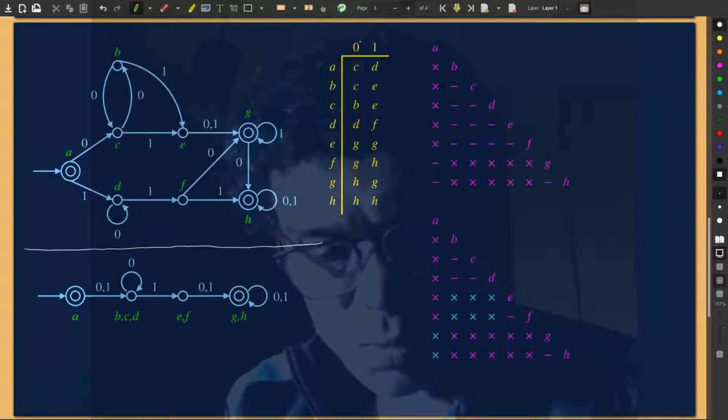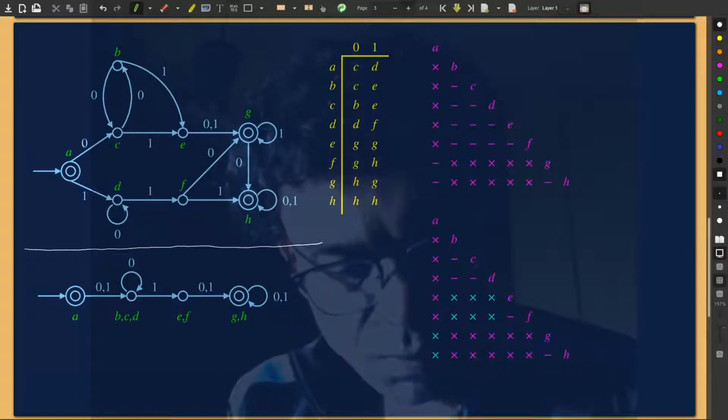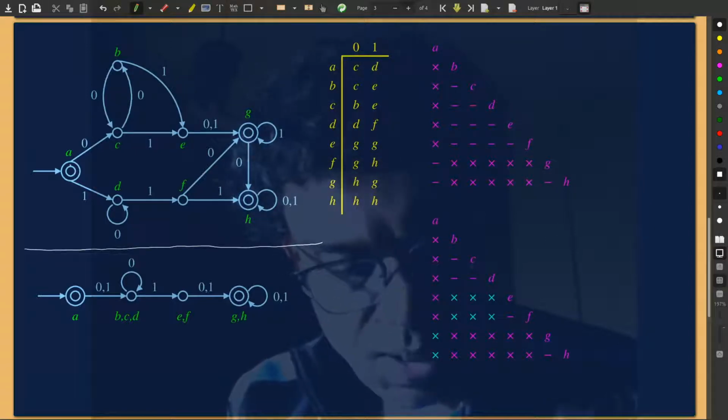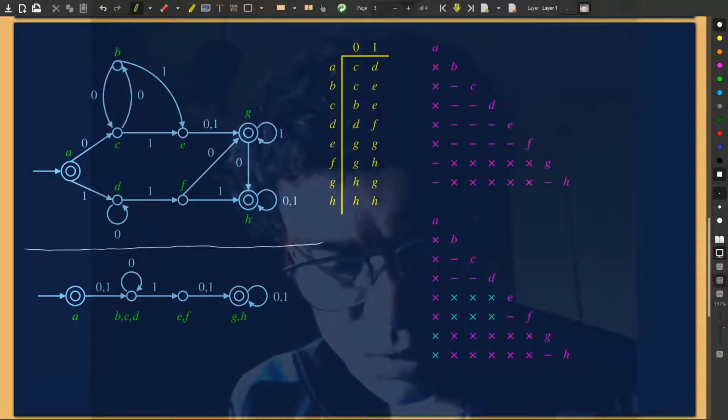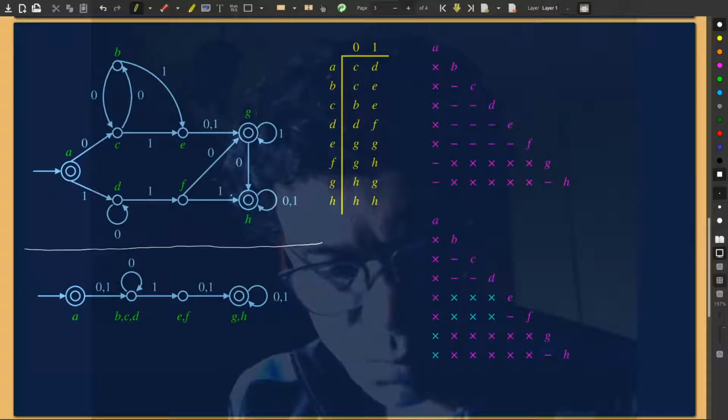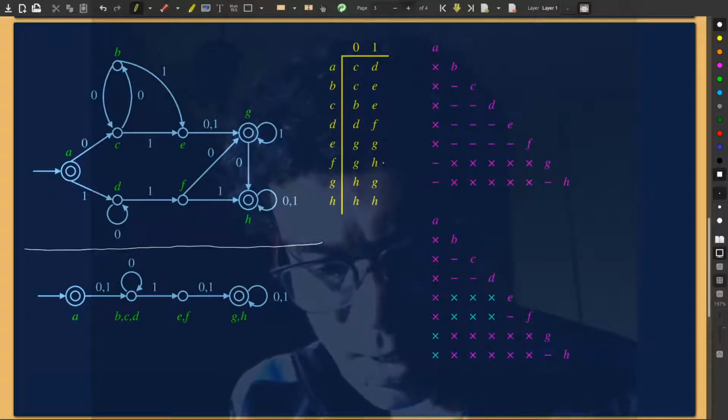A upon input 0 goes to C. A upon input 1 goes to D. F upon input 0 goes to G. F upon input 1 goes to H.